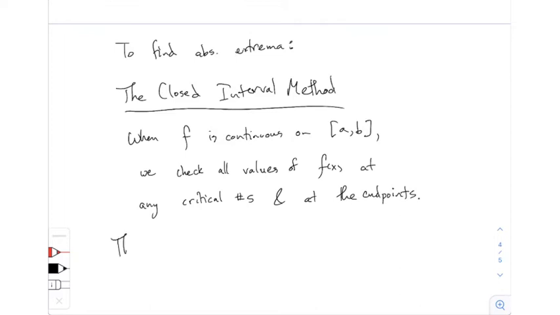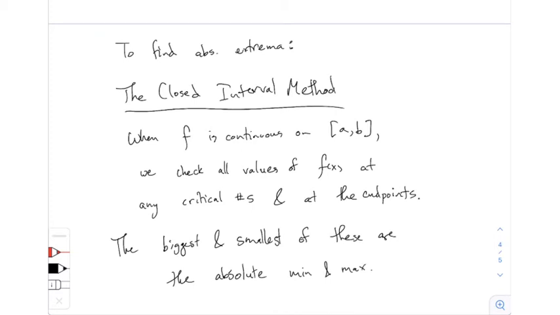So the biggest and smallest of these are the absolute minimum and maximum.